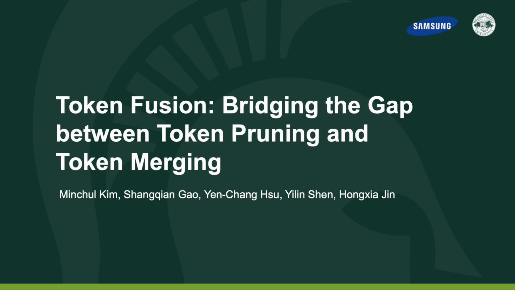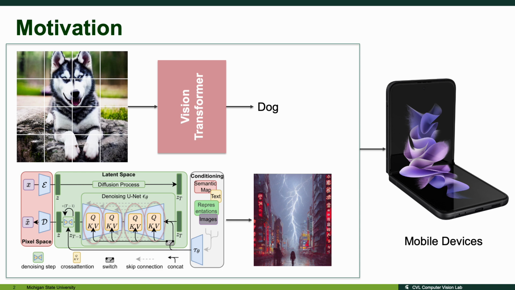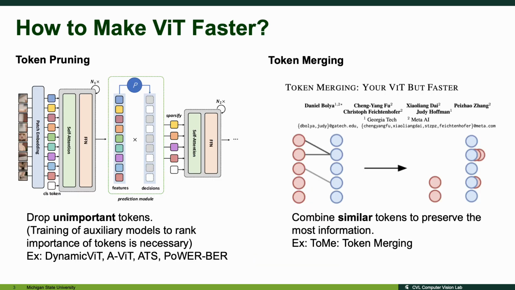Hello everyone, we present Token Fusion, bridging the gap between token pruning and token merging. This paper focuses on accelerating vision transformers, which have become a prevalent backbone in image-related tasks like classification and image generation. As the application of vision transformers expands to mobile devices, the demand for their faster performance becomes increasingly important.